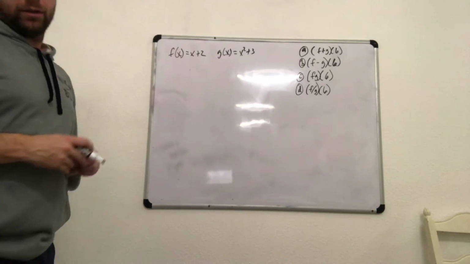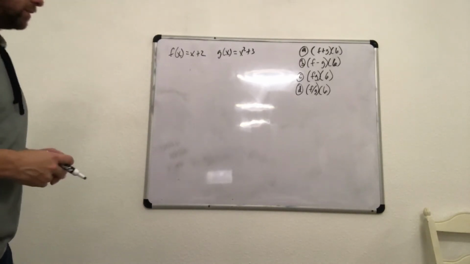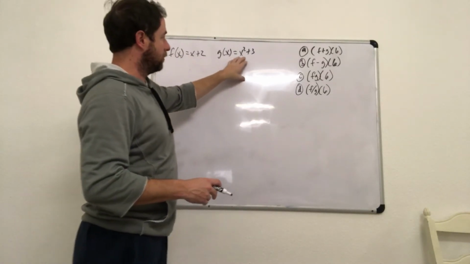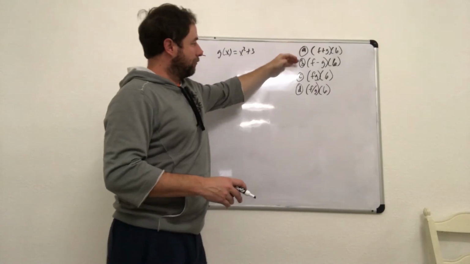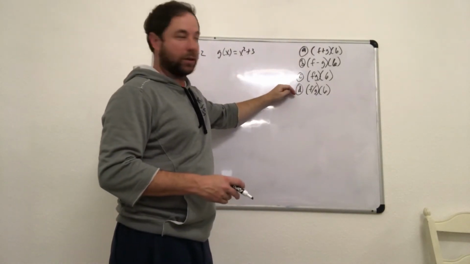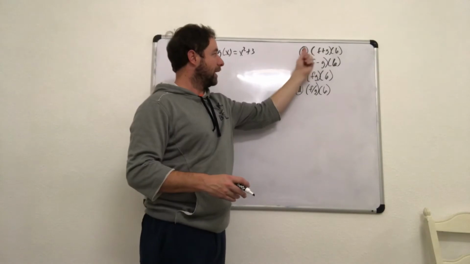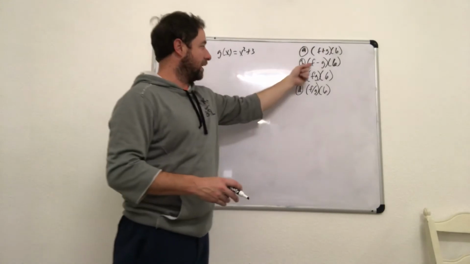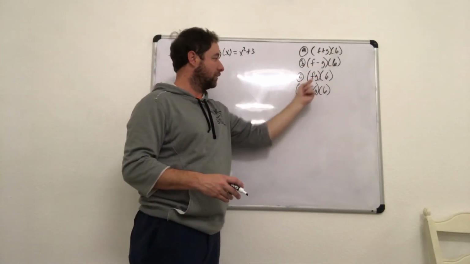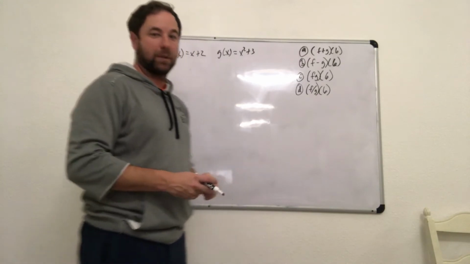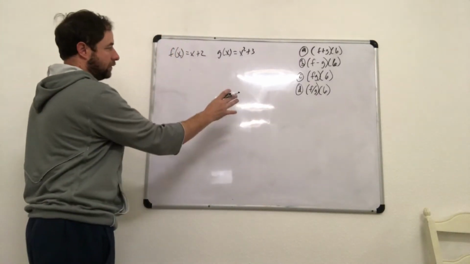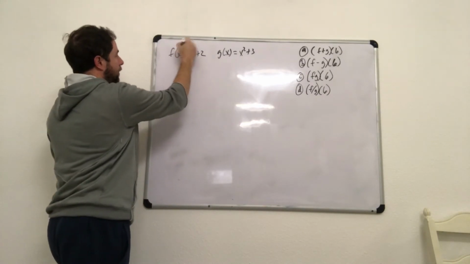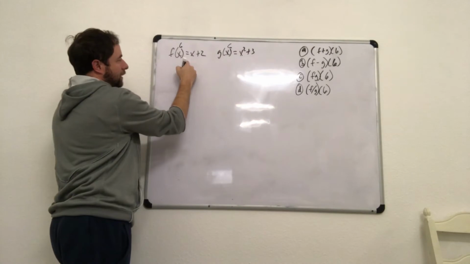Now let's look at reality. This is more of what you're going to be looking at in your lessons. They're going to give you two equations, f of x equals x plus 2 and g of x equals x squared plus 3. Then they're going to give you 4 different combinations on how you're going to combine these functions. Combination a is f plus g of 6. Then this one is f minus g of 6, this one's f times g of 6, and this one's f divided by g of 6.